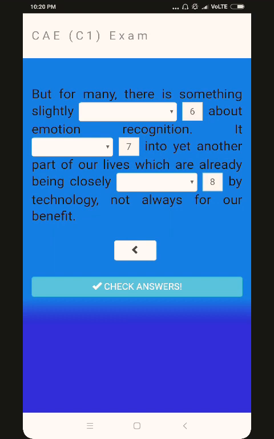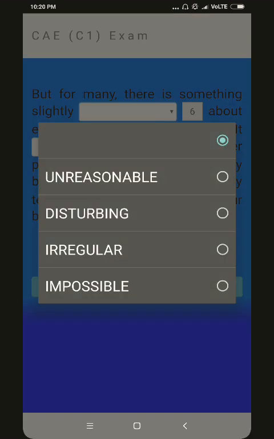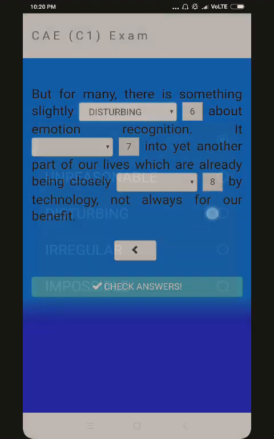For many, there is something slightly dashed about emotion. I think disturbing, because unreasonable will not fit here because it's all about science and gadgets. So unreasonable will definitely not fit here. Irregular is mostly used for shapes. So any shape is irregular. So I think when we are talking about science and technology, irregular doesn't fit. Impossible, obviously the whole text is saying that these things are possible for us. So impossible will not be in the picture. So I'll go with disturbing. Let us see if it is correct.